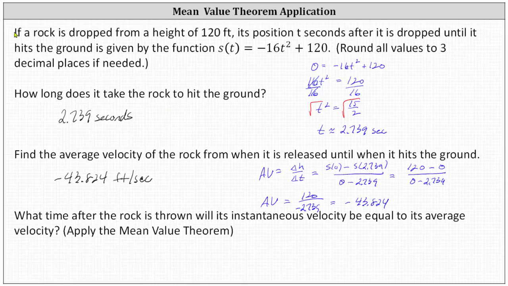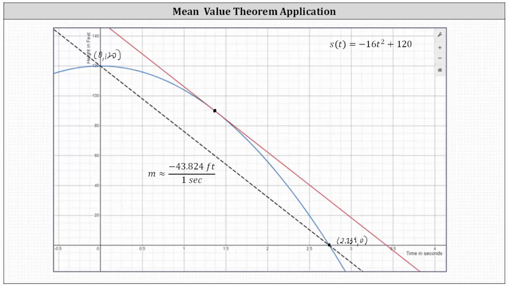Let's pause here and look at this graphically. We have the graph of the position function s of t in blue. We first found when the rock hit the ground, which is the horizontal intercept, approximately 2.739, 0, and then the average velocity is the slope of the secant line passing through the point at time 0, which is 0, 120, and the point when the rock hits the ground, which is 2.739, 0. The slope of this black secant line is approximately negative 43.824, indicating an average velocity of negative 43.824 feet per second.